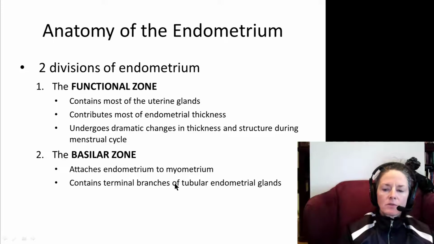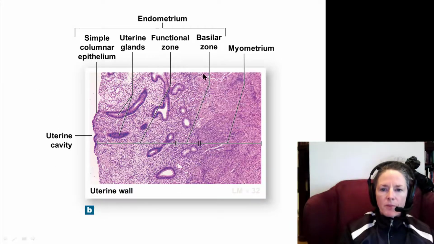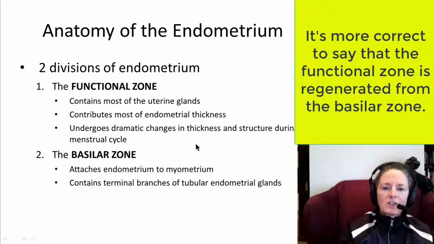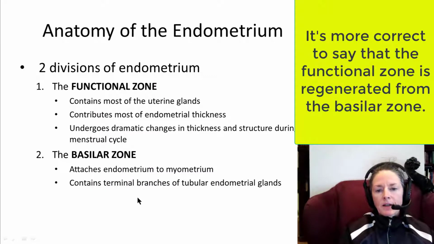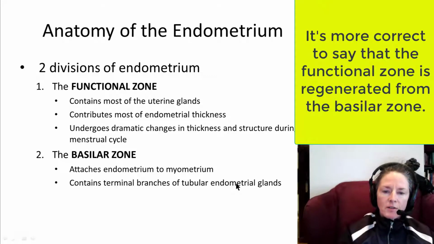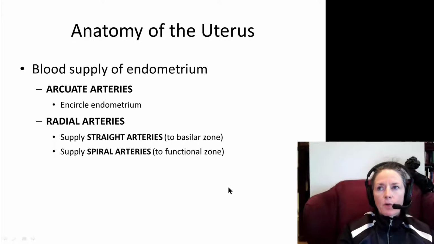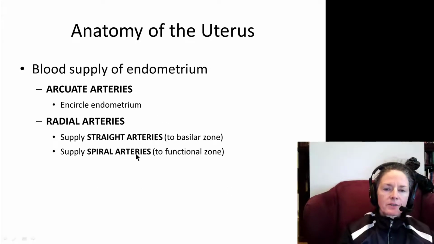The basilar zone, which is this part right here, is going to be the part that's going to regenerate. And it's going to contain these terminal branches of these endometrial glands. So this is what will allow them to regenerate every cycle.